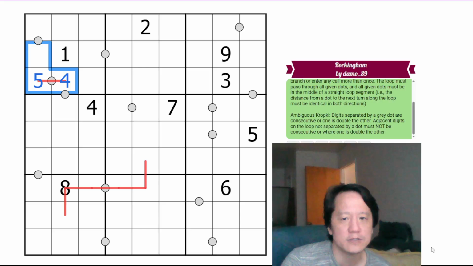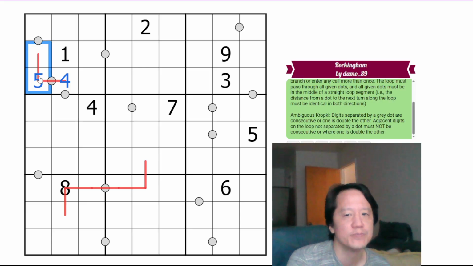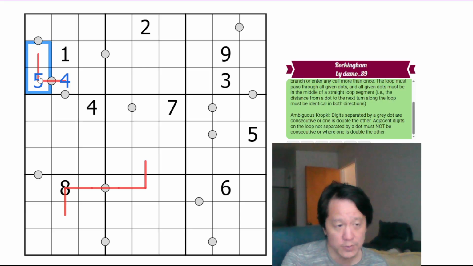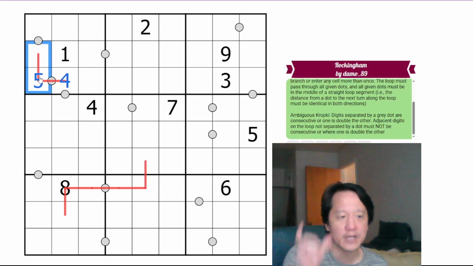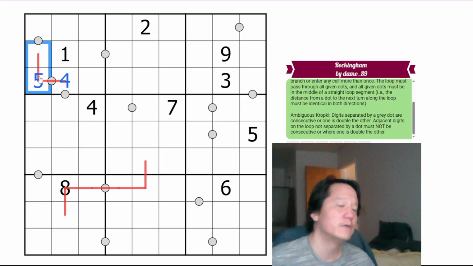But say the loop continued this way. Then these two digits could not be consecutive, and they can't be in a 1 to 2 ratio either if there is no dot between them on the loop. That's a negative constraint specifically for those digits on the loop. If they don't have a dot between them, they cannot be consecutive and they cannot be in a 1 to 2 ratio. Those are all the rules.